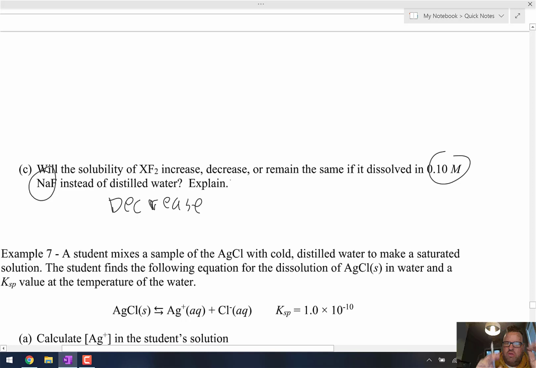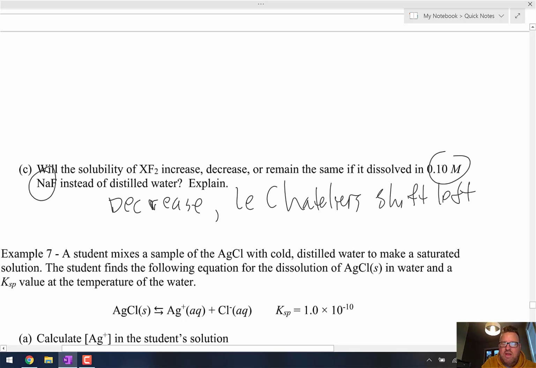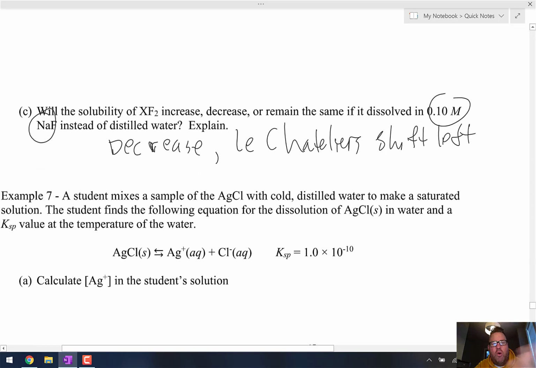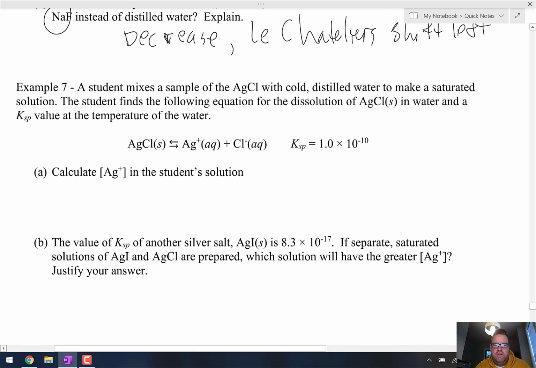You can do the math explanation like I was starting to do there, but again, it's much, much easier to say, well, if you add some product, the reaction is going to shift to the left. Okay, so based on Le Chatelier's principle, there will be a shift to the left, and of course, that decreases the solubility. The more of it that breaks apart, the more soluble it is. The less of it that breaks apart, the less soluble it is.